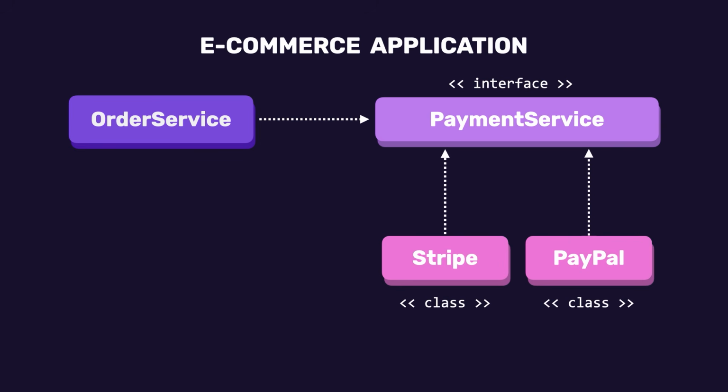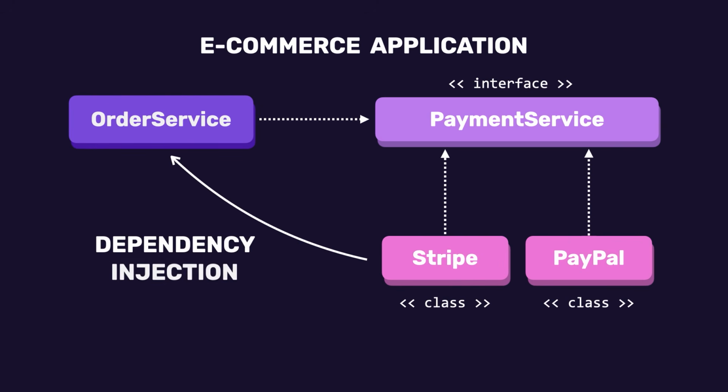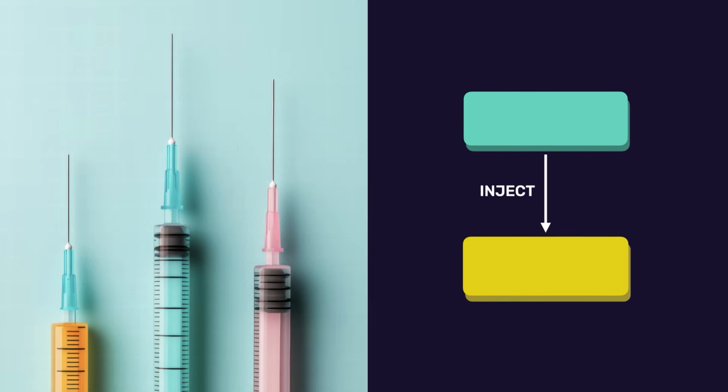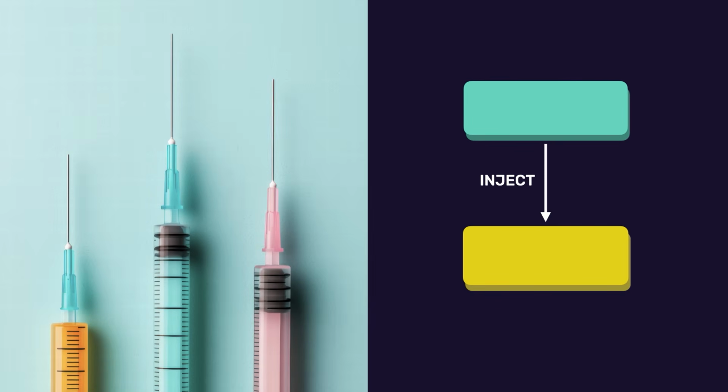Now, with this setup, we just have to give order service a particular implementation of payment service. This is called dependency injection, meaning we'll have to inject a dependency into a class. Just like how we can inject a drug into a body, we can also inject an object into a class. Now, there are a few different ways we can do this, and we're going to cover them over the next few lessons. But first, let's jump into the code and set up our example.